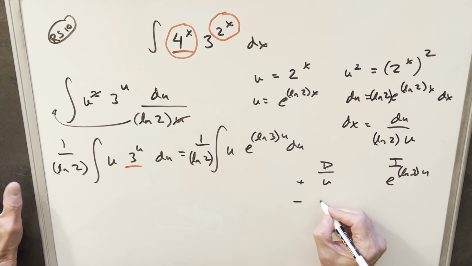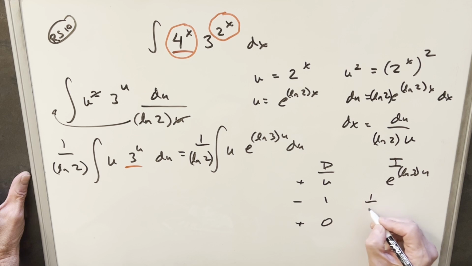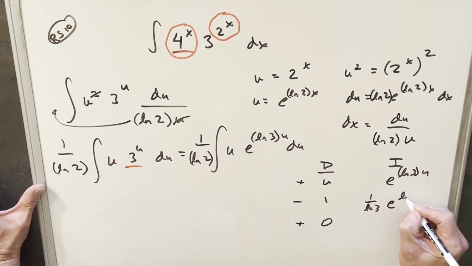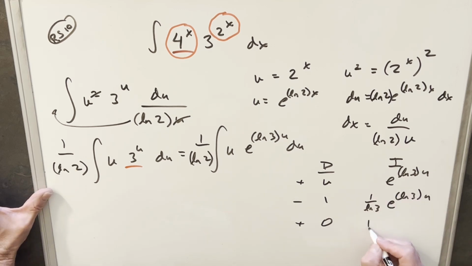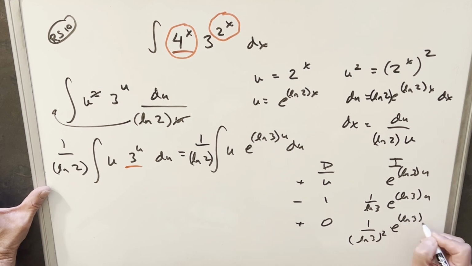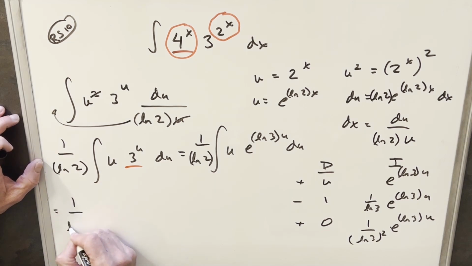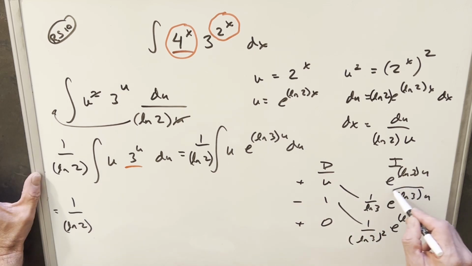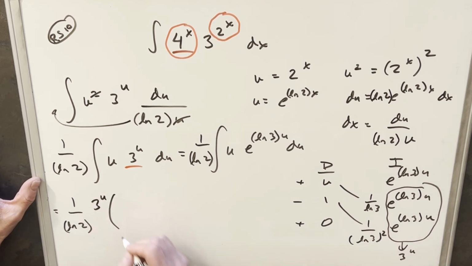Differentiating u, the derivative of u is going to be 1, the derivative of 1 is going to be 0, and then here integrating this, we're going to get 1 over ln 3 e to the ln 3 u, and then we do it again, we're going to pull another ln 3 out, so we're going to have 1 over ln 3 squared e to the ln 3 u. And now putting together a solution, we need to bring down our 1 over ln 2 here. Then our solution is going to be on these diagonals. Now we have this in common, so I'm going to factor this out, and keep in mind this value is actually just 3 to the u. So I'm going to bring 3 to the u to the front of the parentheses.